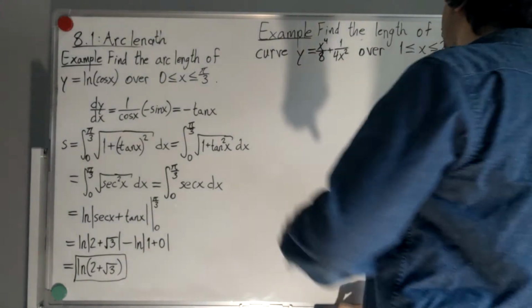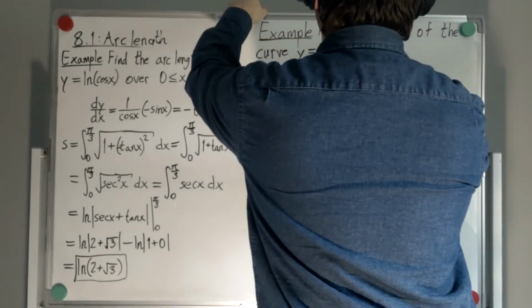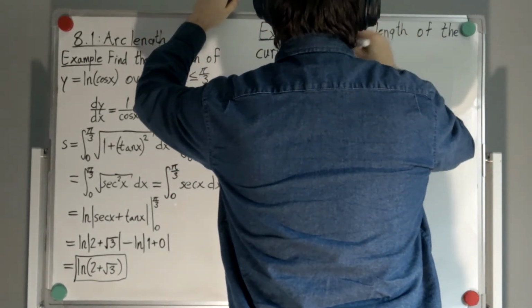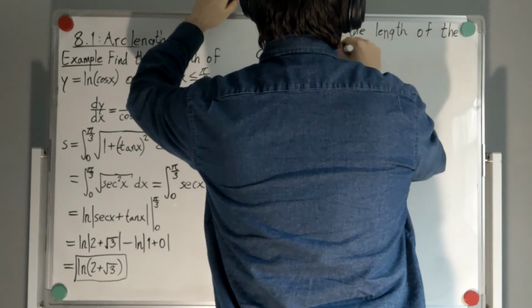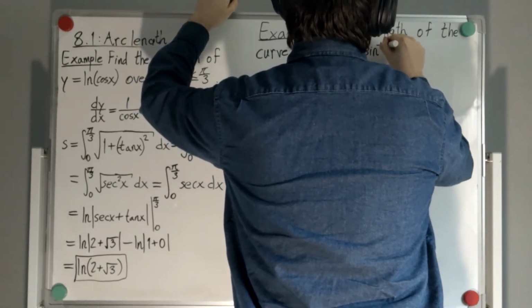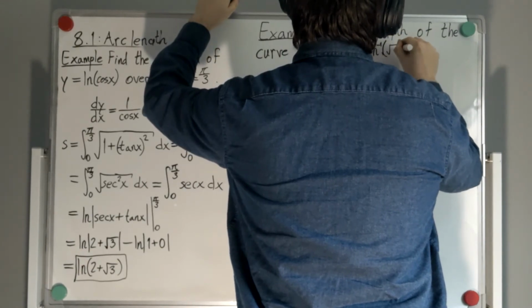Okay, here's a bit of a weird one. This one says find the length of the curve y equals the square root of x minus x squared plus the arcsine of the square root of x.